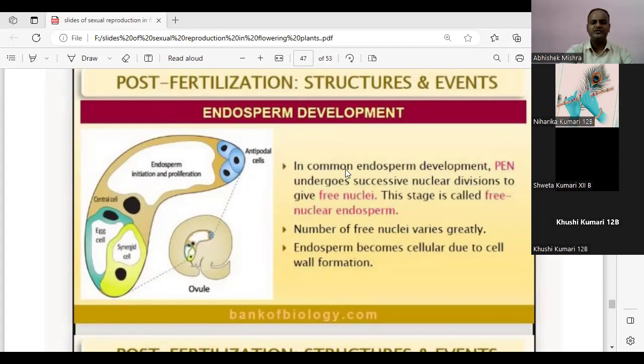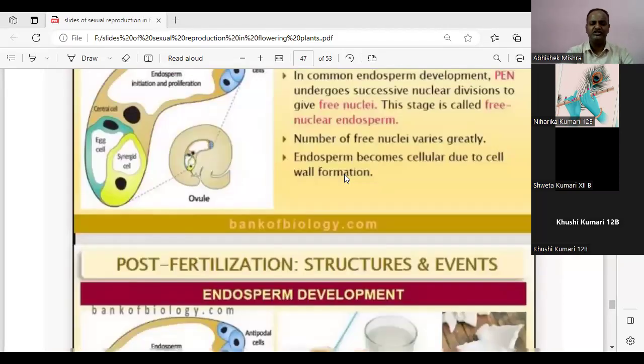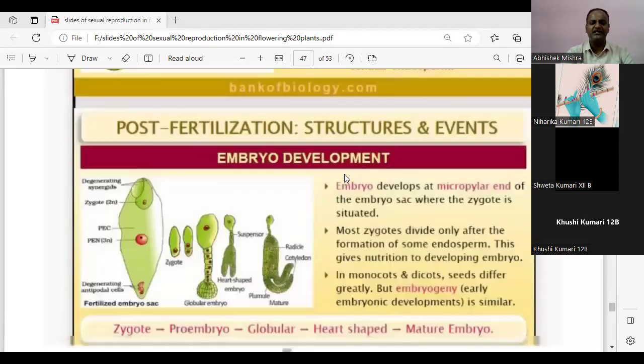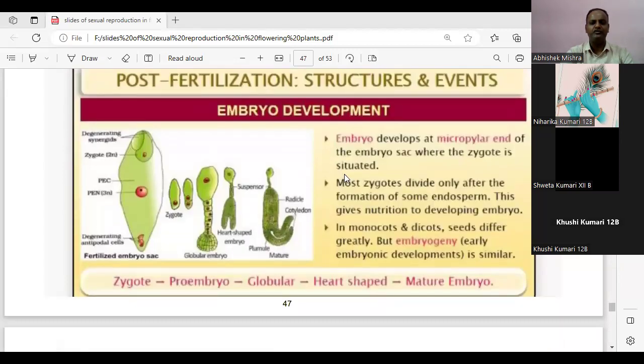Fine. So this was the first post-fertilization event. The second post-fertilization event is embryo development, the most important part. Now the embryo is formed. How is the embryo formed?